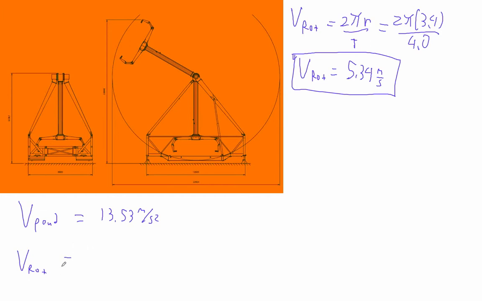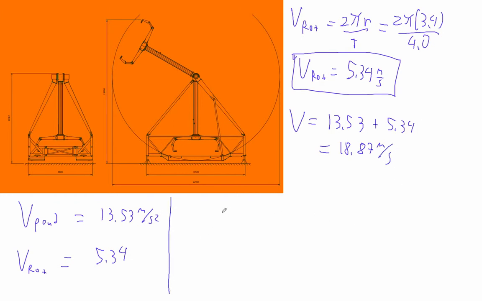Now, in this case, if they line up in the same direction, the total velocity is going to be the sum of those. So 13.53 plus 5.34 is 18.87. So that's how fast you're going. That is, by the way, times 2.237, which is 42 miles an hour, and I believe it. You could be going that fast. You go pretty darn fast through there. So that's how fast we're going.